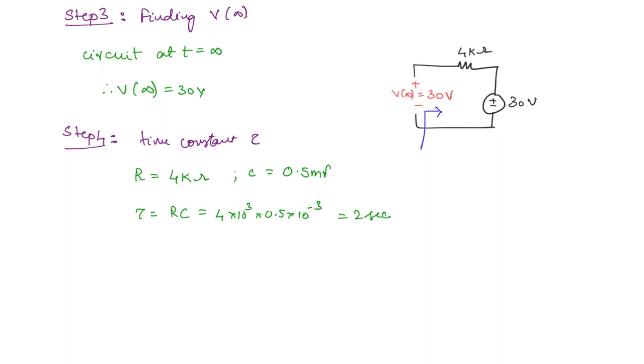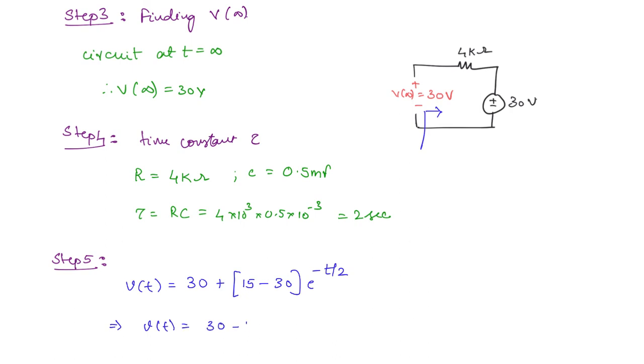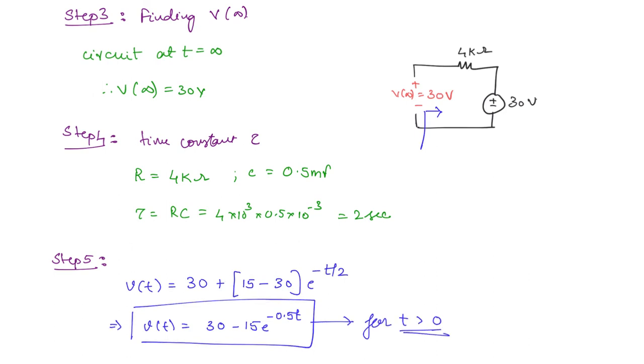Now using all these values, you can finally write the expression for voltage. So what is the expression here? V of t is equal to the final value, which is 30, plus initial value, which is 15, minus final value, e to the power minus t by 2. Okay, so that means you're going to get V of t is equal to 30 minus 15 e to the power minus 0.5 t. This is the expression for t greater than 0. Remember to write this, because for t less than 0 there is a different expression. So this is only for t greater than 0 after the switch position is changed.